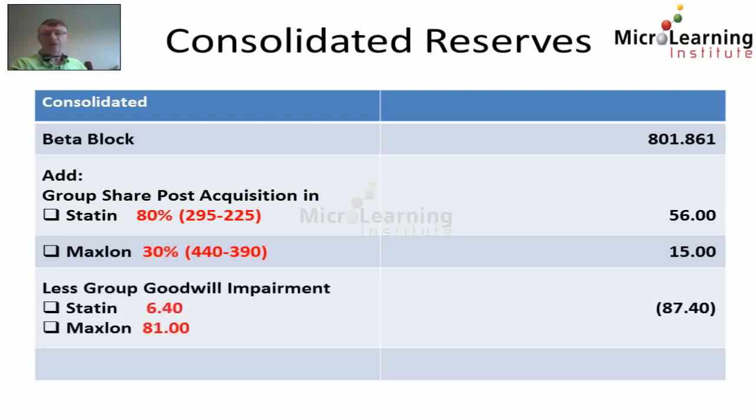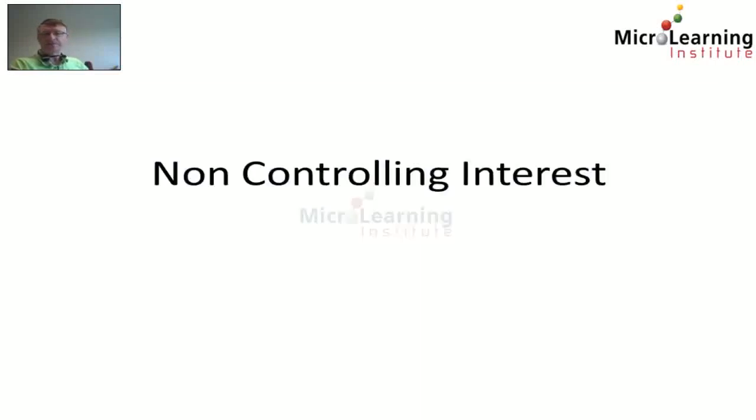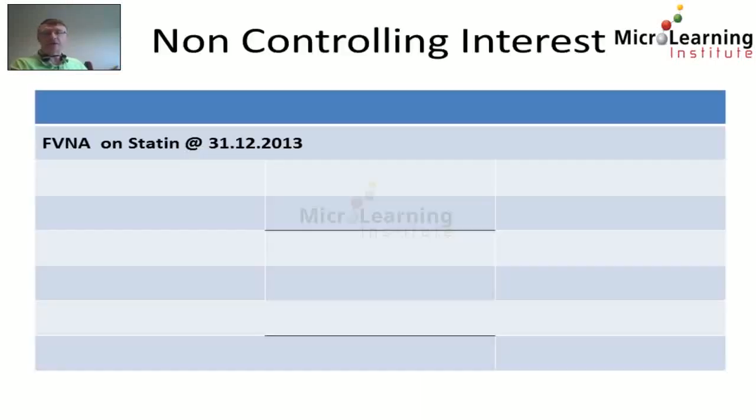Now we need to deduct from this the group goodwill impairment. So the group share of the goodwill impairment in Statin was 6.4, if you remember, 80% of the 8 million impairment, and the full amount of the goodwill impairment in Maxlon. So that gives us a deduction in relation to goodwill impairment of 87.4, resulting in consolidated reserves of 785.46.